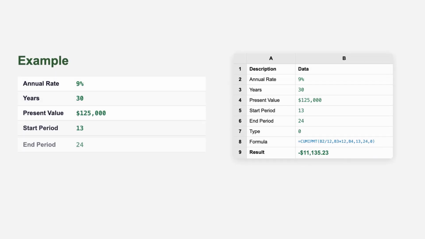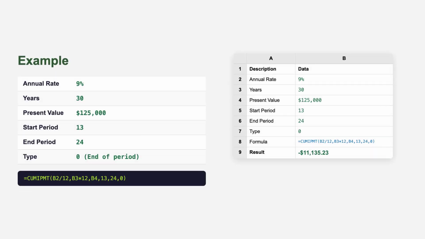Here's an example. We have a loan with a 9% annual rate, a 30-year term, and a present value of $125,000. We want to find the cumulative interest paid during the second year, which is periods 13 through 24. The type is 0 for end-of-period payments. Note that we divide the rate by 12 and multiply years by 12 to convert to monthly periods.